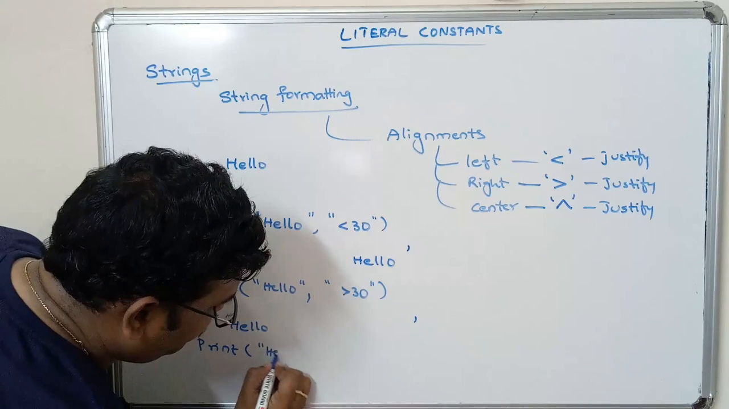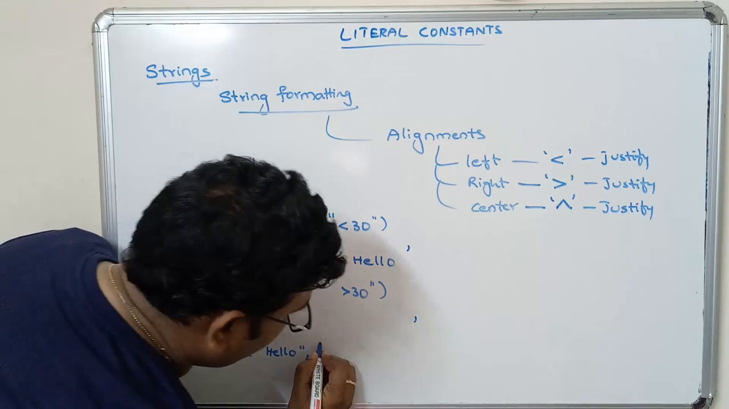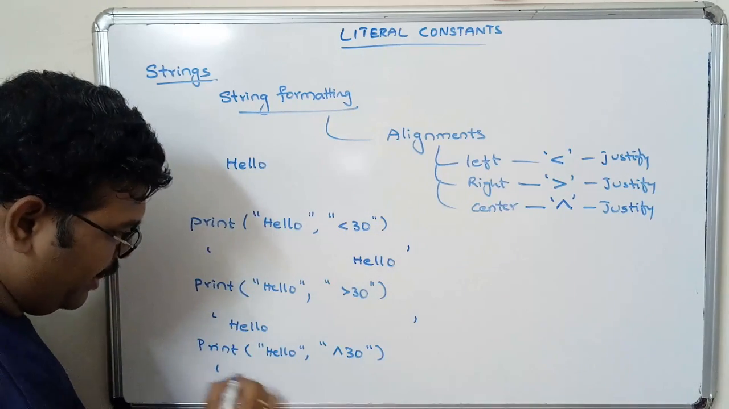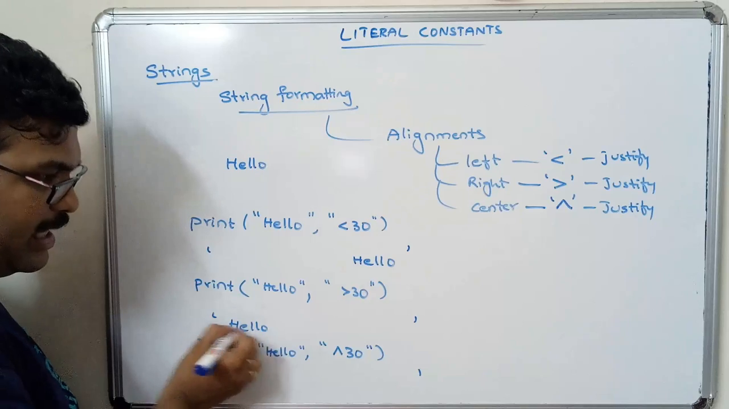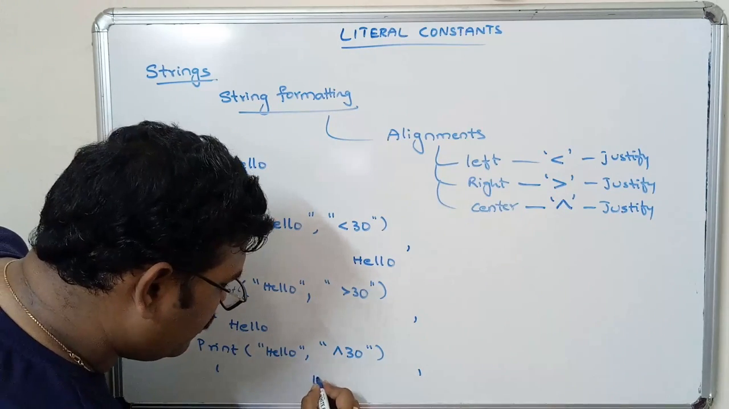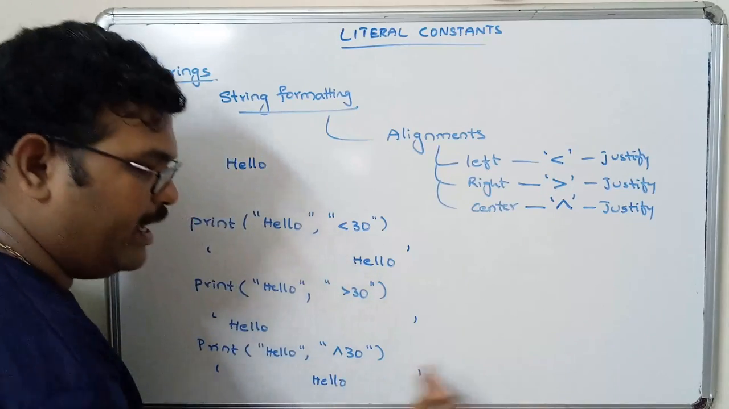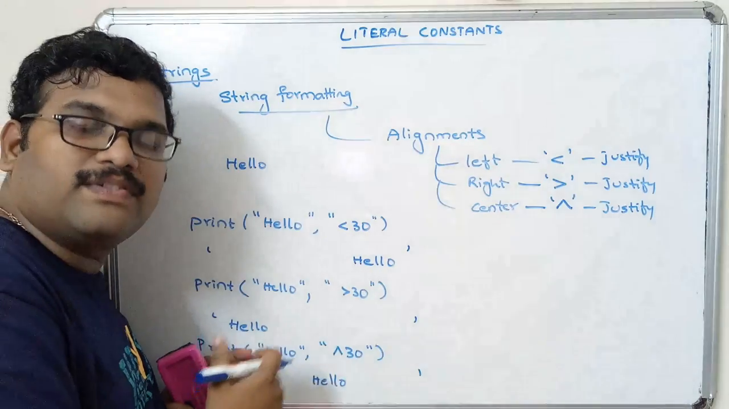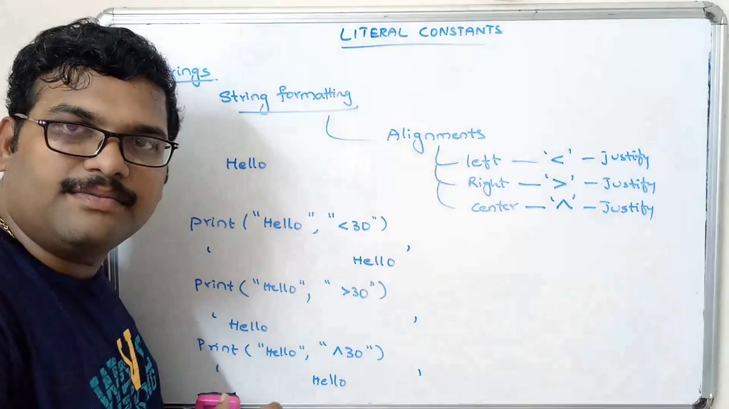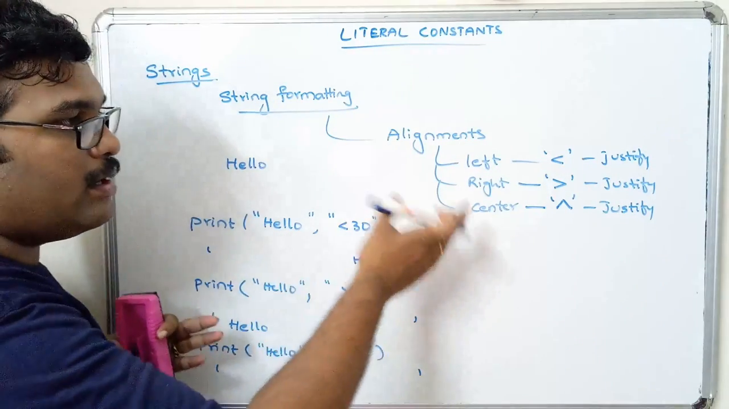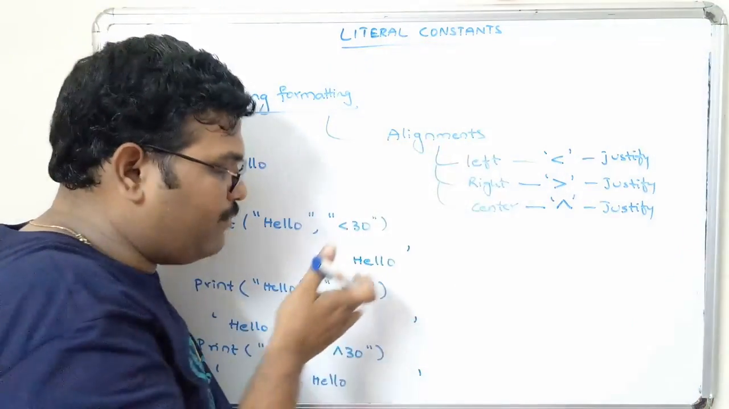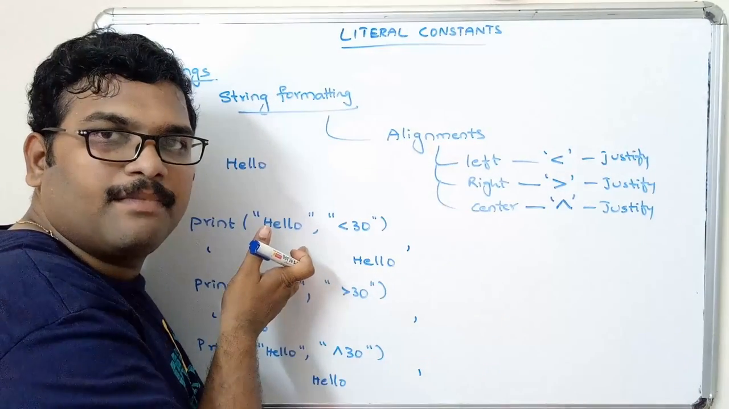Next, print hello, cap 30. If the total length is 30 characters, the cap means center alignment. So the spaces will be equally justified on the left side and right side after displaying the text. Hope you understood. This is not the alignment of the text, this is the alignment of the spaces.